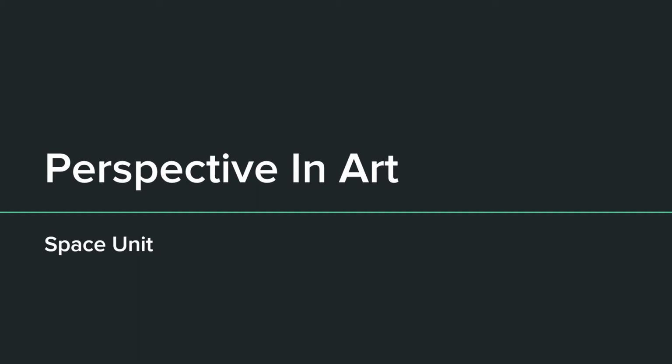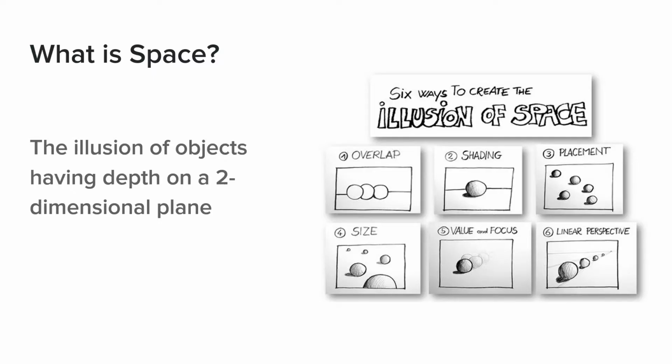Everybody. So we're going to start our space unit today, talking about perspective in art. So first we're going to start with a little bit of a review. We talked about space in our elements and principles unit. So space is the illusion of objects having depth on a two-dimensional plane.